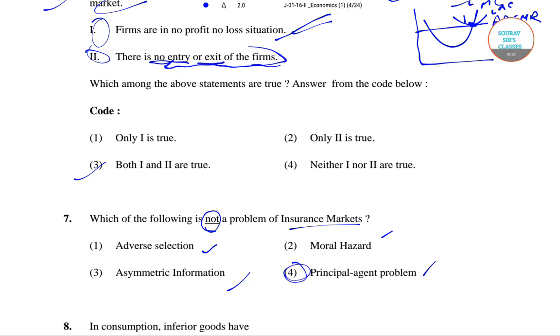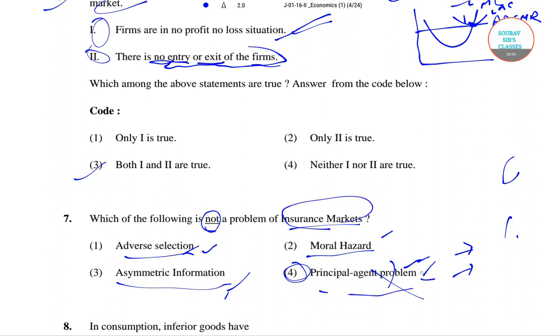So we have 4 options, out of which the right answer for question number 7 is principal agent problem. Principal agent problem is there in signaling, that is when employers hire laborers, how they increase their labor time. So it is not at all related to these 3, which are adverse selection, asymmetric information and moral hazard. Adverse selection, moral hazard and asymmetric information are problems of the insurance market, but the principal agent problem is not compatible with the insurance market problem.